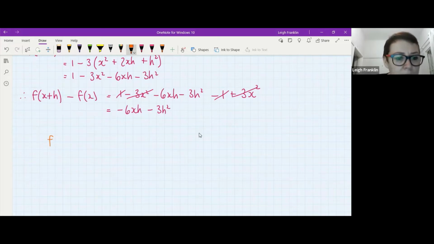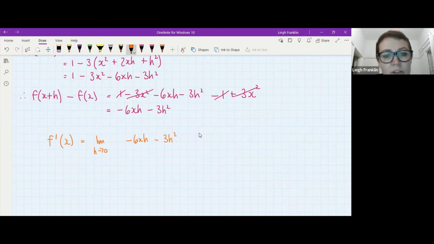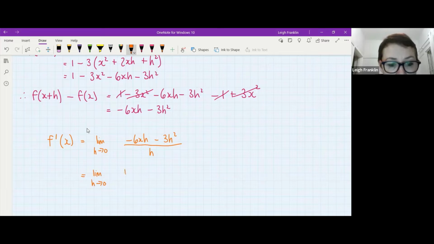Now we can take that and sub into our first principles. We will write f prime of x is equal to the limit as h tends to 0 of minus 6xh minus 3h squared all over h. Now, of course, we need to get around this problem that h is tending to 0. We cannot show that h is 0; we're not allowed to do that. So how we get around this problem, so clever, is we factorize and we take h out. We only ever have to take out h. And inside our brackets, we've got minus 6x minus 3h.